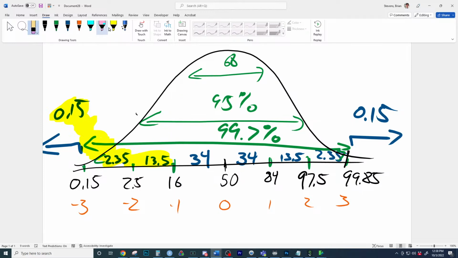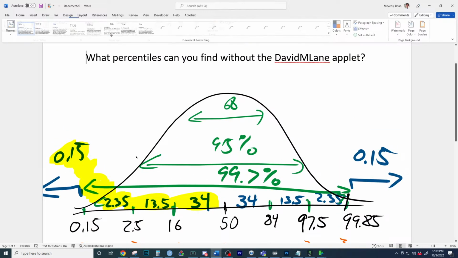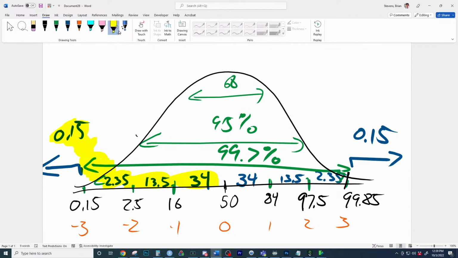Now, if you were to add to it 34, what does it add up to? So add 34 to 16, you get what? Great job, Tess, right there. If you add 34 to 16, you get 50. Then I'm going to ask you to add another 34 to it, and you get 84. And if you add another 13.5 to that, you get 97.5. If you add another 2.35 to that, you get 98.5. And if you add up this, you get 100% of the curve.